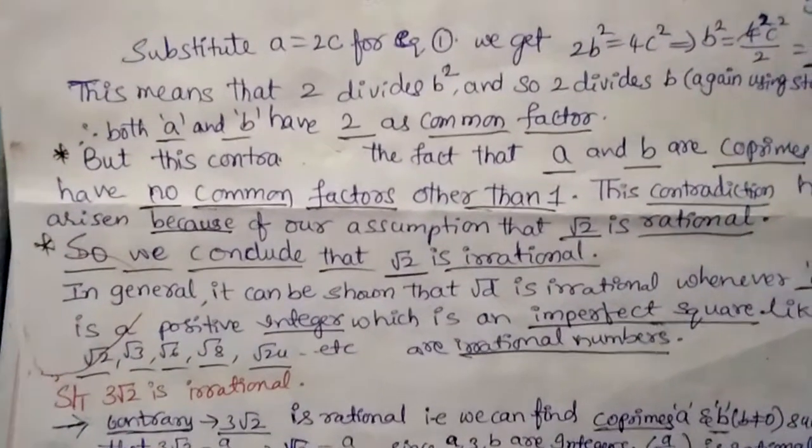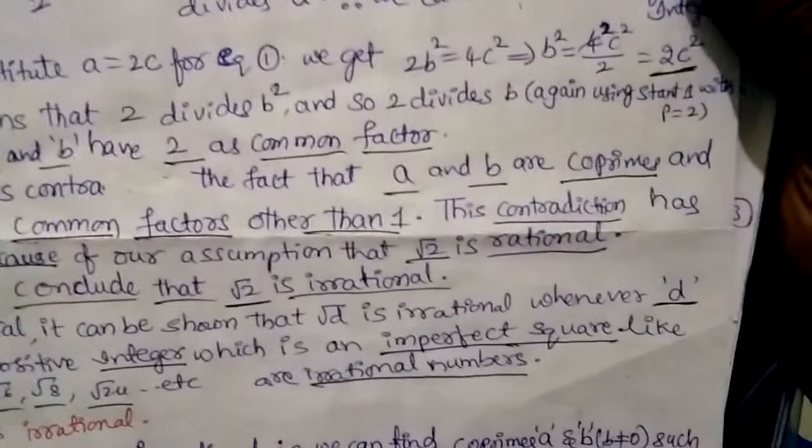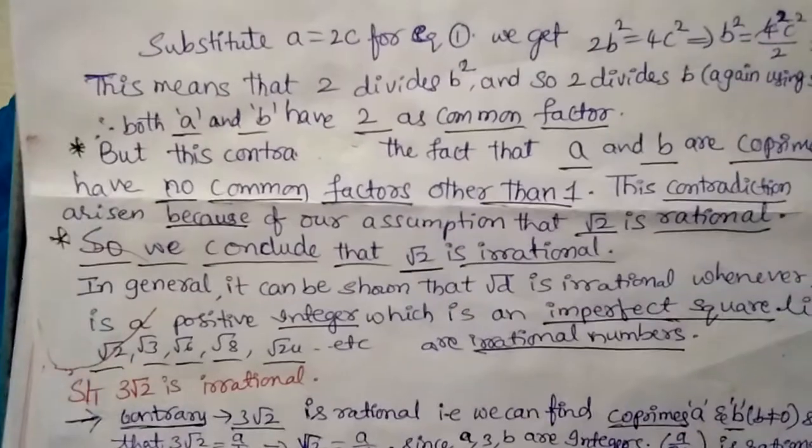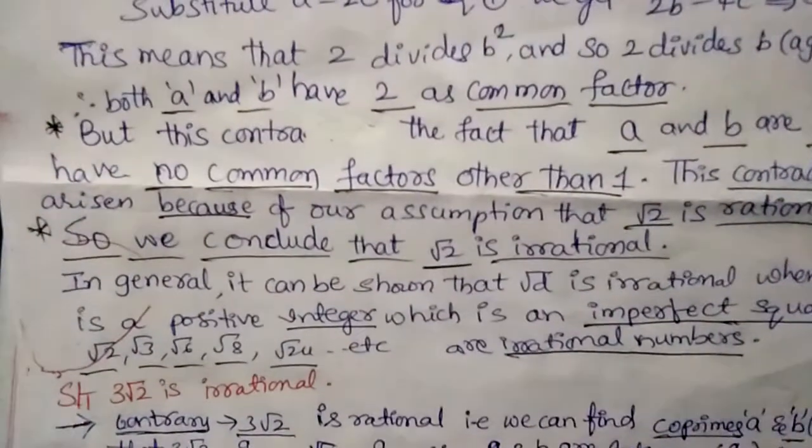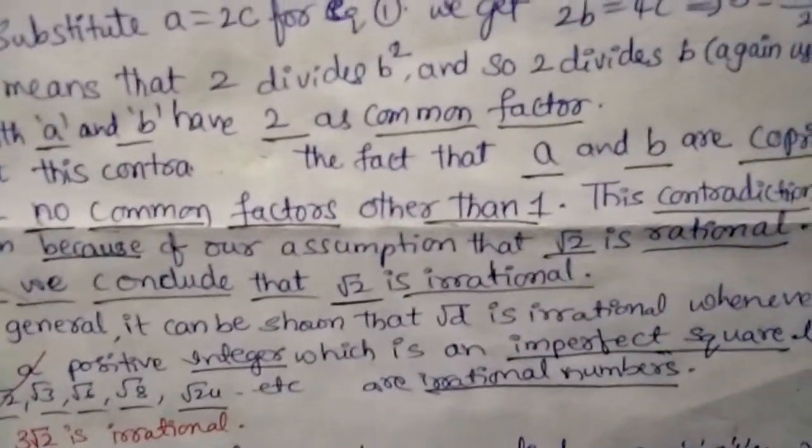In general, it can be shown that root d is irrational whenever d is a positive integer which is an imperfect square, like root 2, root 3, root 6, root 8, root 24, etc. These are all irrational numbers.